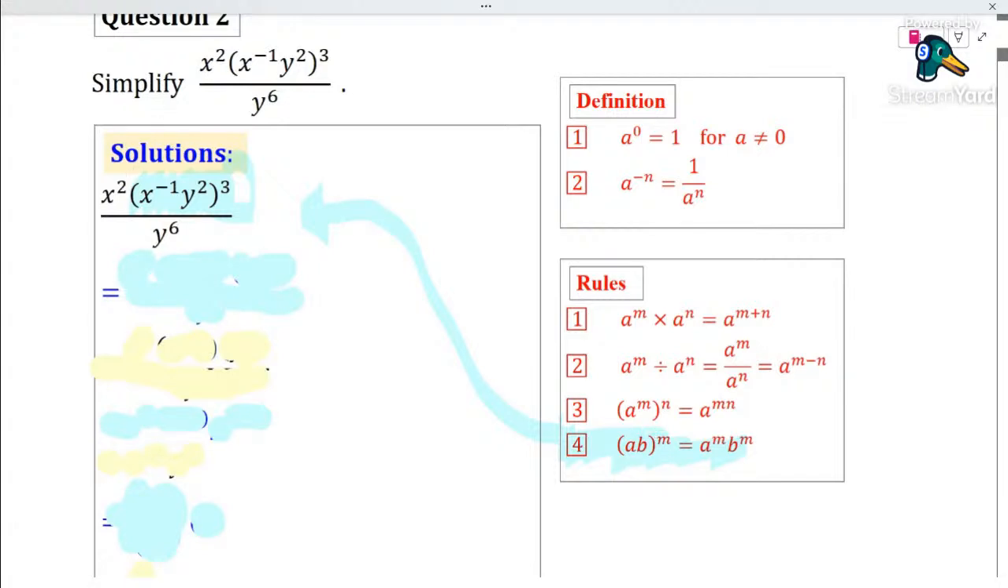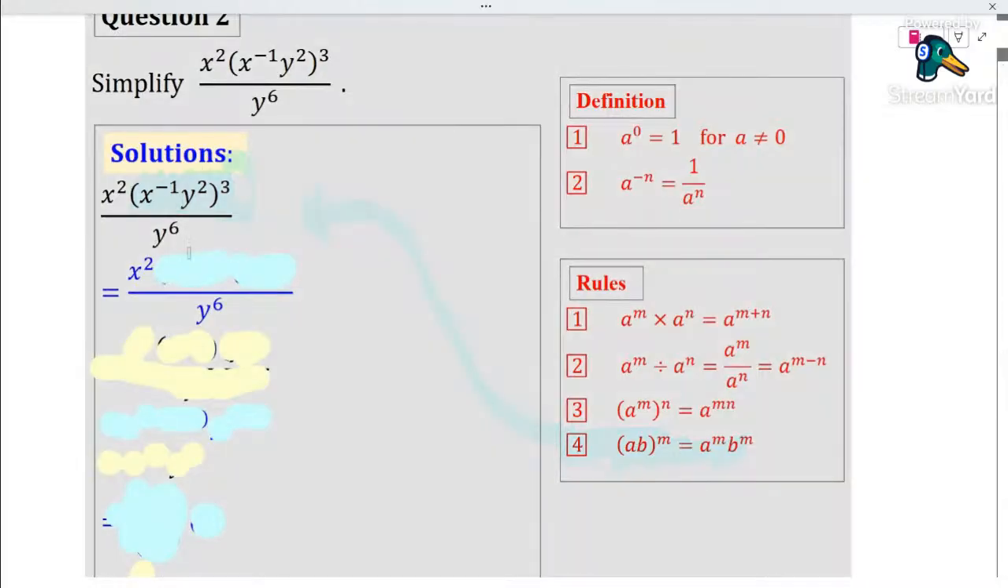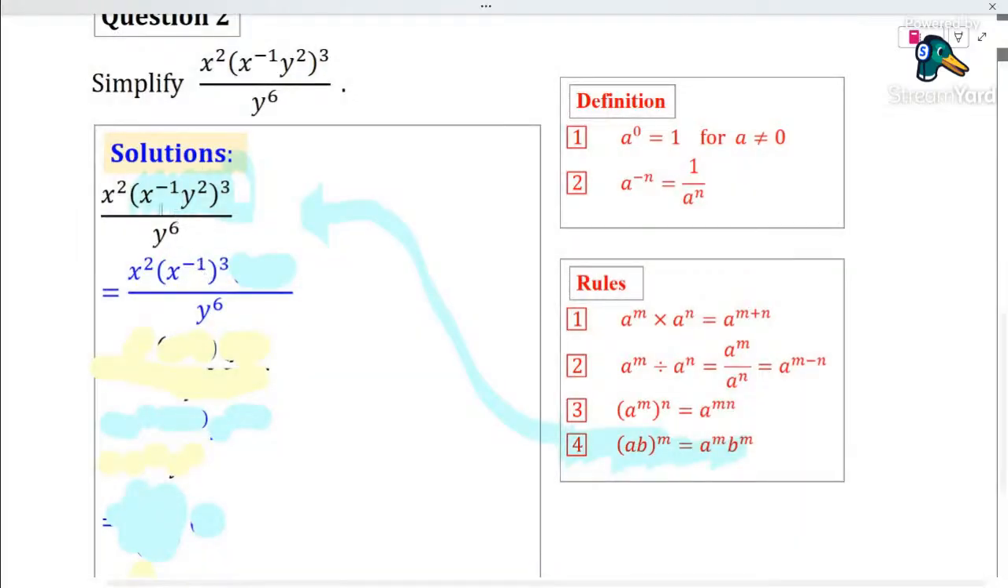So as a result, what will happen is that the rest of the part maintains the same. So the x squared is still x squared, and then what happened to the bracket part here is that I will have x power minus 1 multiplied with... sorry, not multiplied with 3, not yet. We just have x power minus 1 power of 3, and then y power of 2 power of 3.